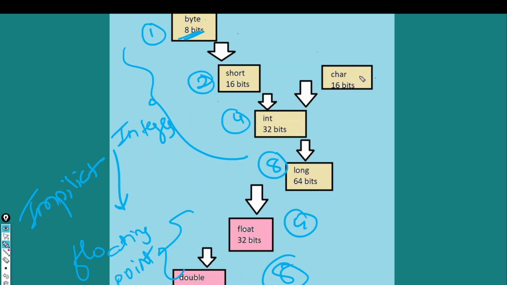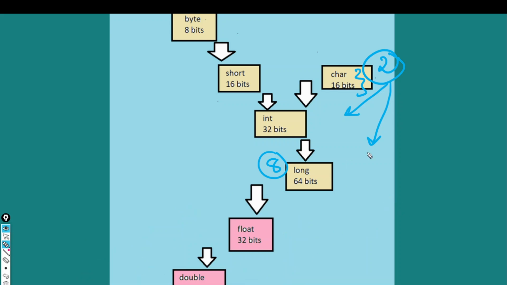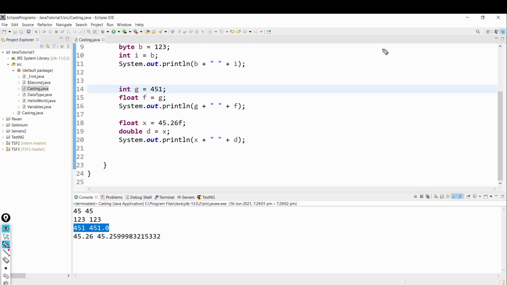And now char, the only data type that was remaining, is char. So char is 2 byte, so you can cast it to any type greater than this. If you cast byte to double, even then it will be easier, because since byte is the smallest one, it can be accommodated in any one of them. So now let's see this one as well in practical.